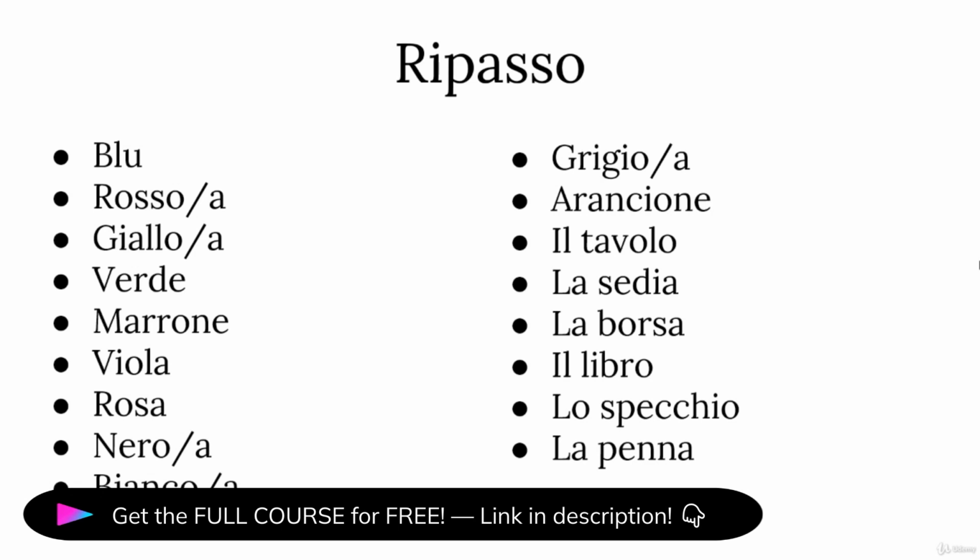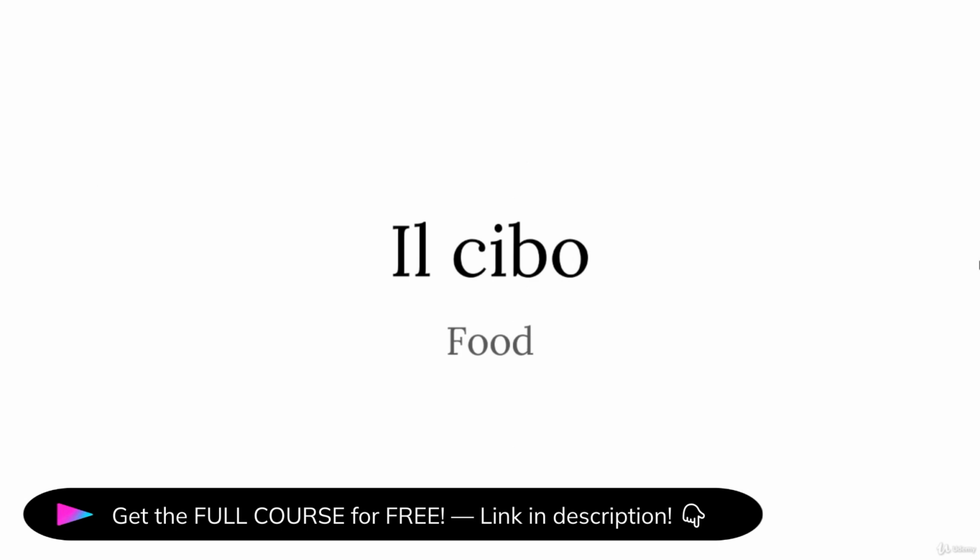Blu, rosso rossa, giallo gialla, verde, marrone, viola, rosa, nero nera, bianco bianca, grigio grigia, arancione, il tavolo, la sedia, la borsa, il libro, lo specchio, la penna. Okay, great. So, today's lesson is about a very important thing of Italian culture, the food. Il cibo.